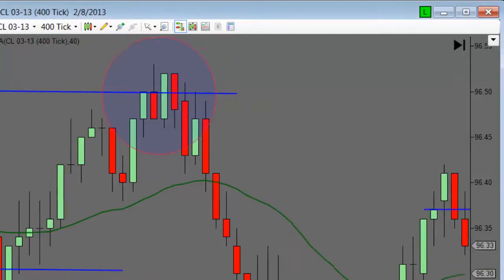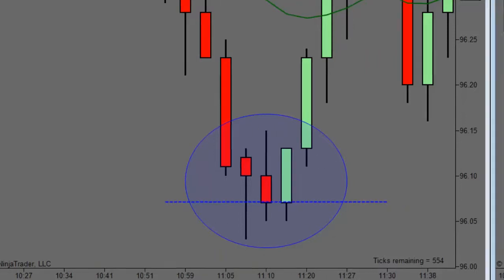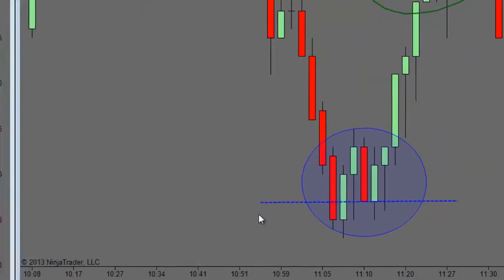Well, let's do one more. Look at this pattern. When price comes down here, this is on the 800 tick. Notice this. Would this be a reversal pattern? Well, on the 400 tick, look how clear this is. Price attempts to go down the first time. It fails there. Second time, double bottom, going long here. Second entry long, off to the races.